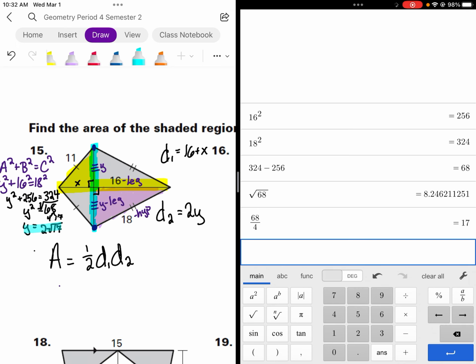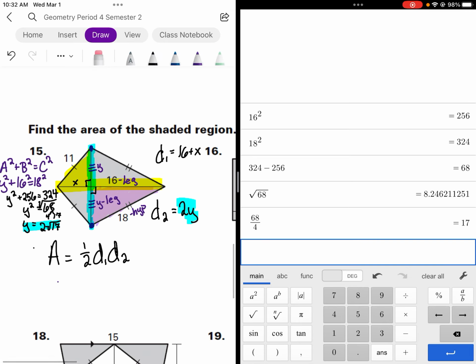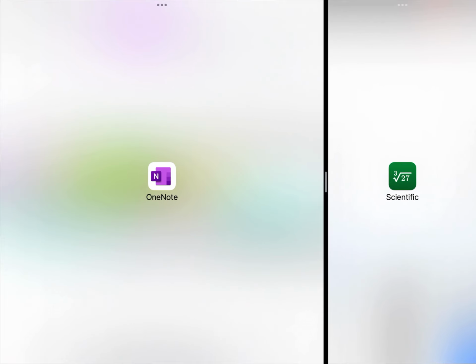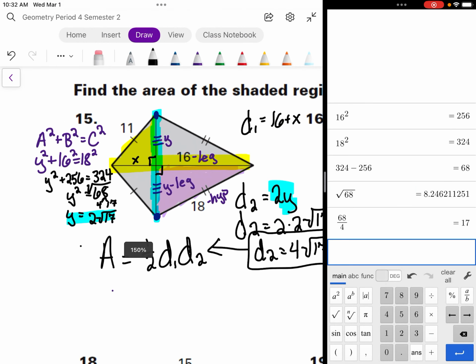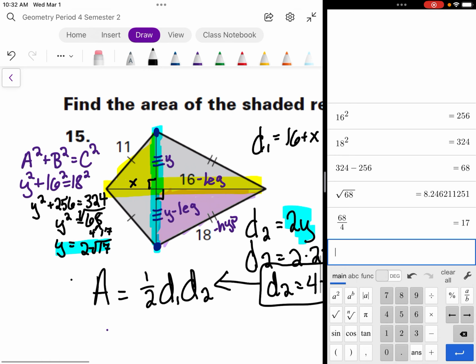So knowing what our y value is, we're able to figure out what the second diagonal would be. So D2 is going to be equal to 2 times 2 square roots of 17, which would be 4 square roots of 17. So knowing that, we're able to plug that into our equation. Now we need to figure out what D1 is going to be. Looking at our picture, we now know that y is 2 square roots of 17.